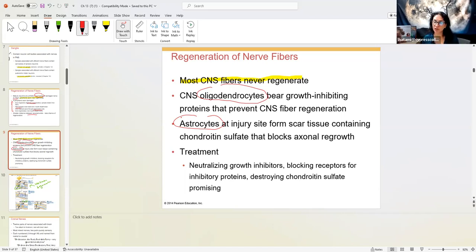And also the astrocyte, which is the largest and most numerous glial cell found in the central nervous system, is able to divide through mitosis. They divide and increase in number, fill out the injury site, and form scar tissue. The scar tissue contains a product, chondroitin sulfate, which also blocks axonal regrowth. So you can see that because of these two cells, the oligodendrocyte and the astrocyte, we do not have axon or nerve fiber regeneration in the central nervous system.